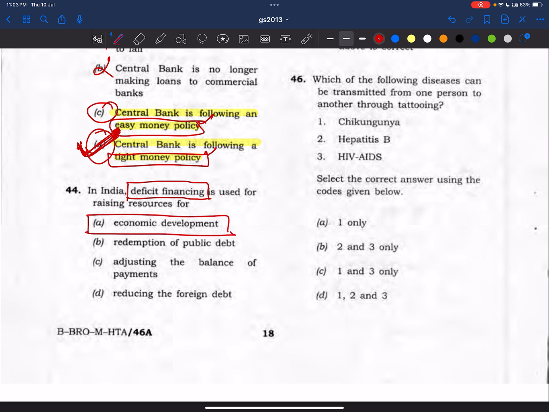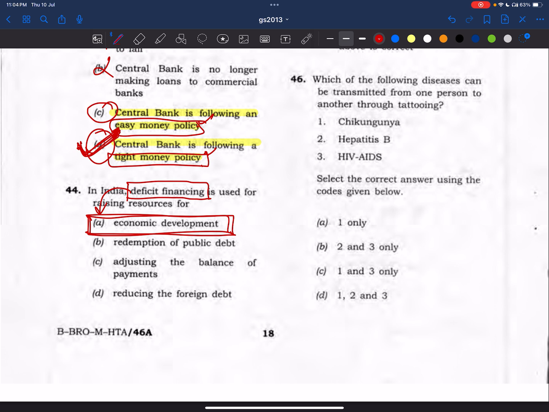Okay. It seems there are other options as well. See, we feel that this is a very generic option, but it is for economic development only. We are making a budget. Budget is all about that only. How judiciously we are spending the money and how judiciously we are getting the money. This all boils down to the development of the country, right? So we are raising resources for the development of the country.